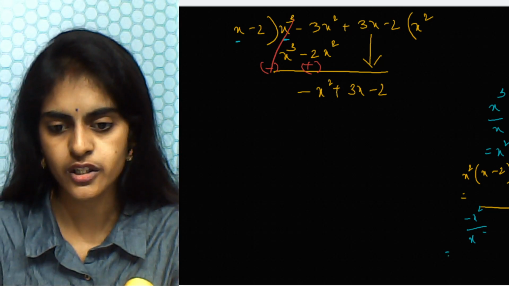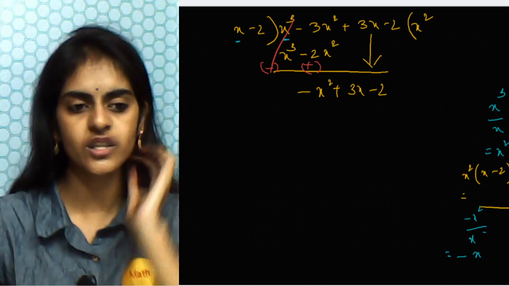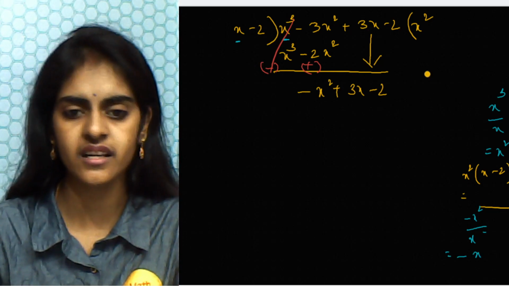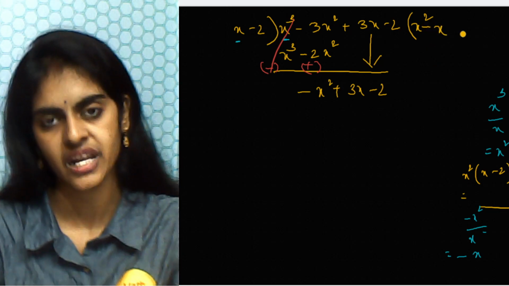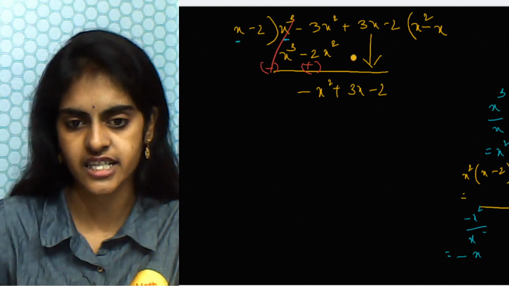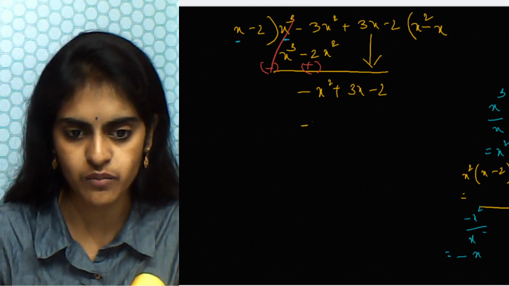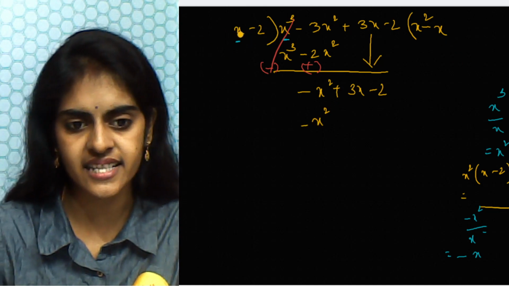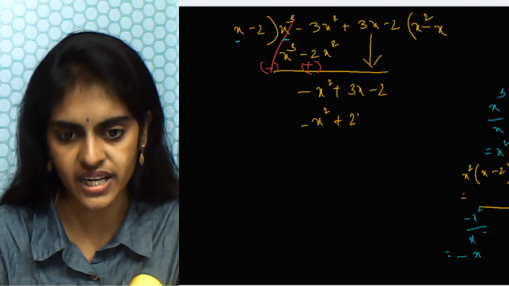So you will get what? You will get minus x. So this minus x is nothing but the next term of the quotient. Now with this minus x, you will multiply this divisor. So minus x into x gives you minus x square. Minus x into minus 2 gives you plus 2x.